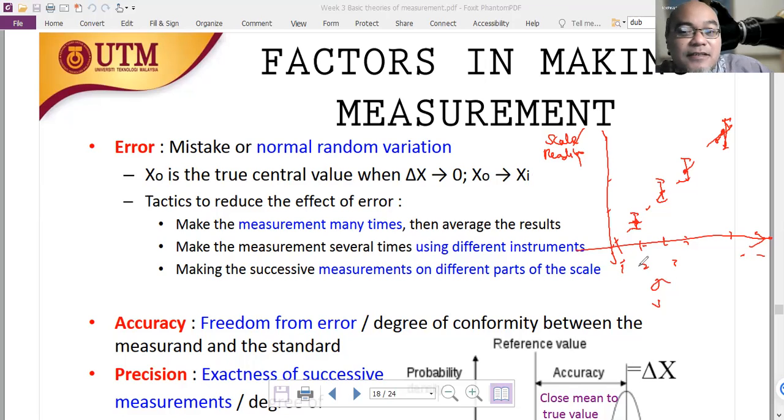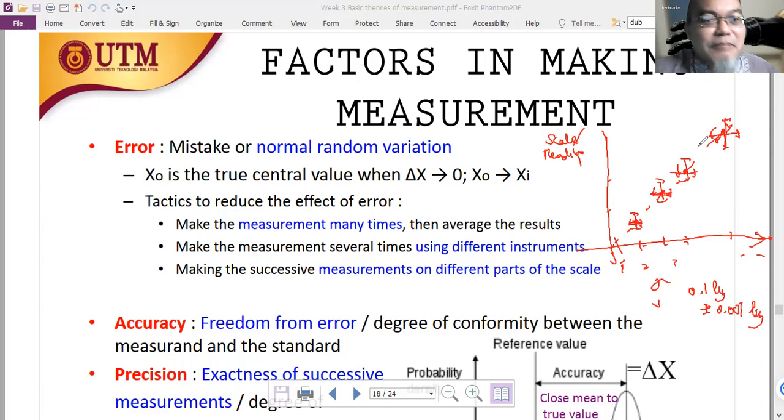If the value of the reference itself is not fixed, for example, I mentioned earlier 0.1 kilogram, but the reference standard itself also indicated by a spread, 0.1 kilogram plus minus, let's say, 0.001 kilogram, 0.001 kilogram, 1 milligram, right? So then it means the value of here should also be indicated by horizontal bar, like this. So not only vertical bar, but horizontal bar.